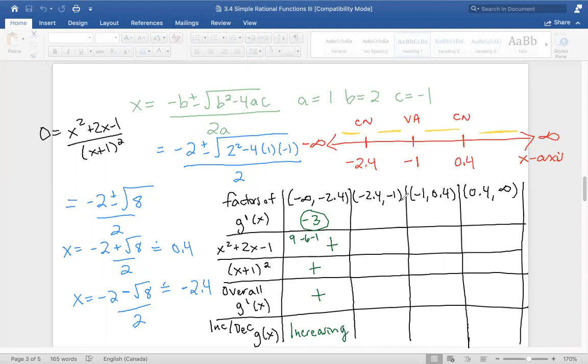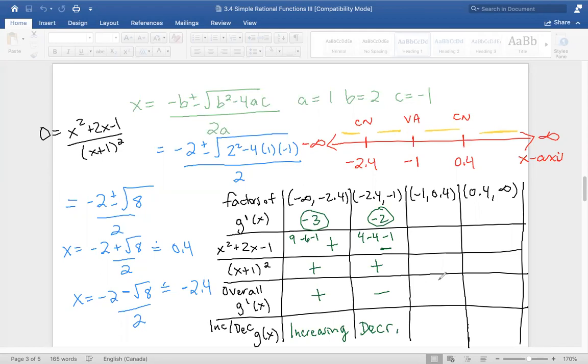Between -2.4 and -1, let's pick -2. -2 squared is 4 plus 2 multiplied by -2 is -4, minus 1. So I have a negative there. And then -2 plus 1 is -1, but squaring it is going to be positive. So a negative divided by a positive is a negative. I would be decreasing over that interval.